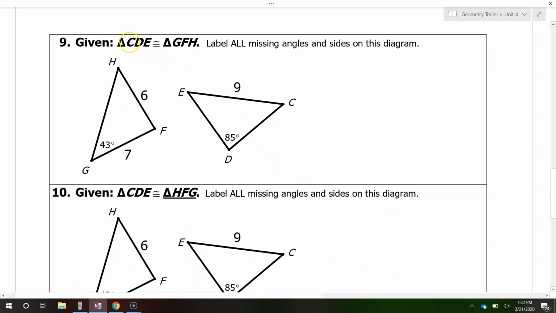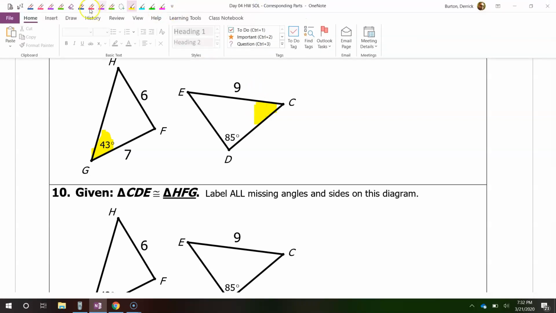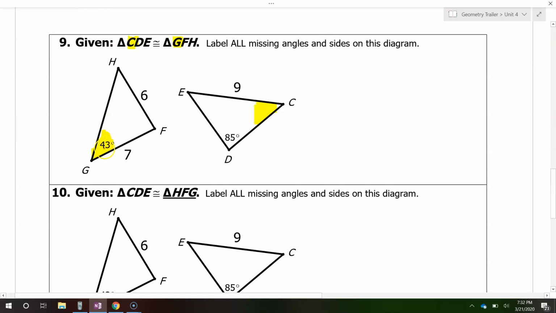Problem number 9. Triangle CDE is congruent to triangle GFE. Label all missing angles and sides on this diagram. Well, let's mark the angles that are congruent. Angle C is congruent to angle G. Here's angle G and here's angle C. So we know that they are going to be congruent. Right away I see that one of them is 43, which means they both have to be 43.